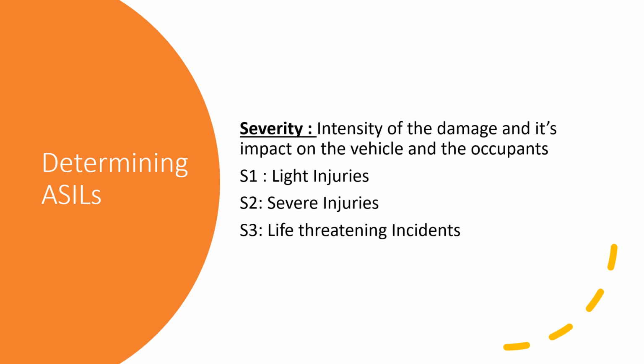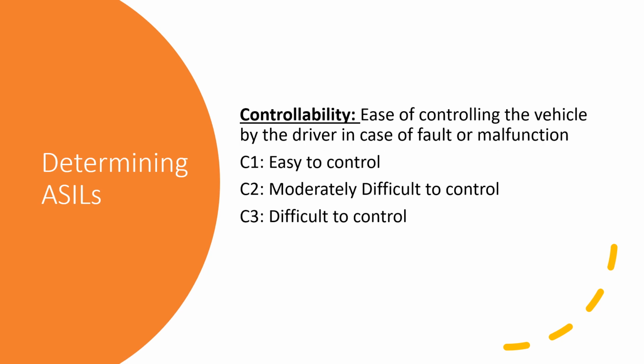Next, severity has three different categories. What is severity? It is the intensity of the damage and its impact on the vehicle and its occupants, whoever is sitting in the car. There are three levels, S1, S2, S3, based on the severity of the injuries: S1 is light injuries, S2 is severe injuries, S3 is life-threatening incidents. The third category is controllability. It is the ease of controlling the vehicle by the driver in case of fault or malfunction. C1 is easy to control, C2 is moderately difficult to control, C3 is difficult to control.